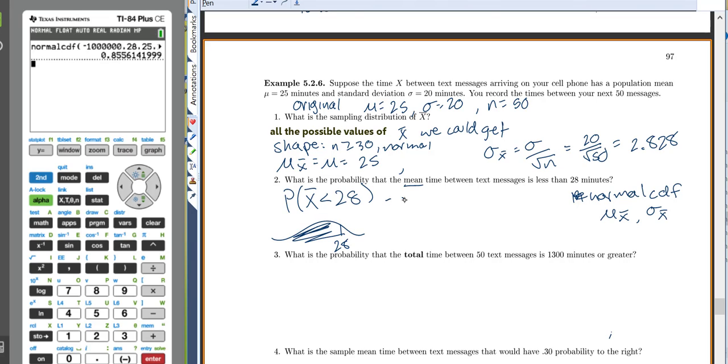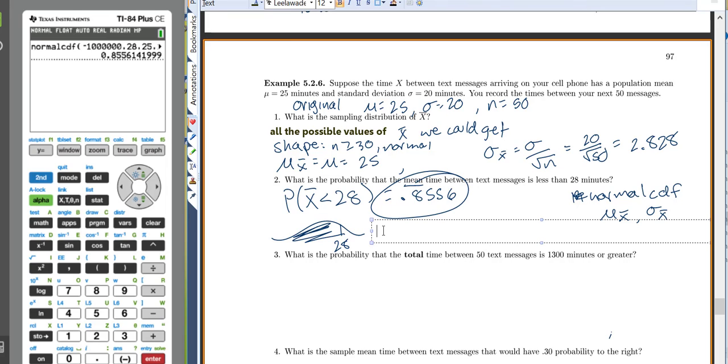And this probability is 0.8556. So there's about an 85% chance that I will happen to pick a sample that gives me a sample mean of less than 28. So there is an 85.56% chance that I will pick a sample that has a sample mean of 28 or less.